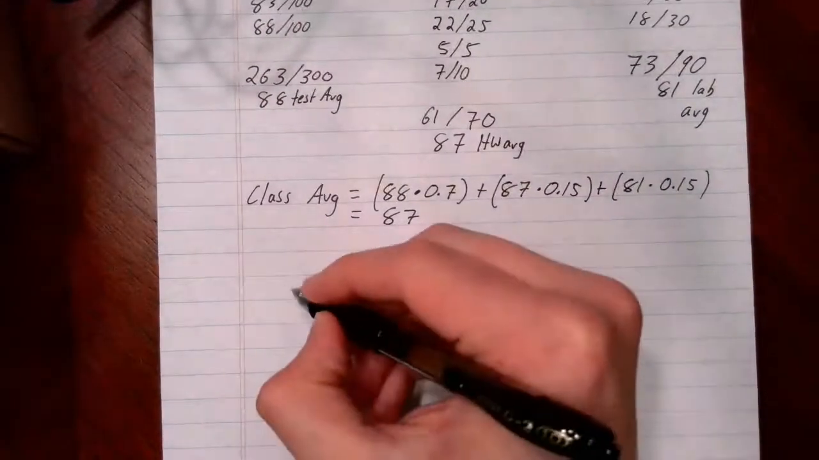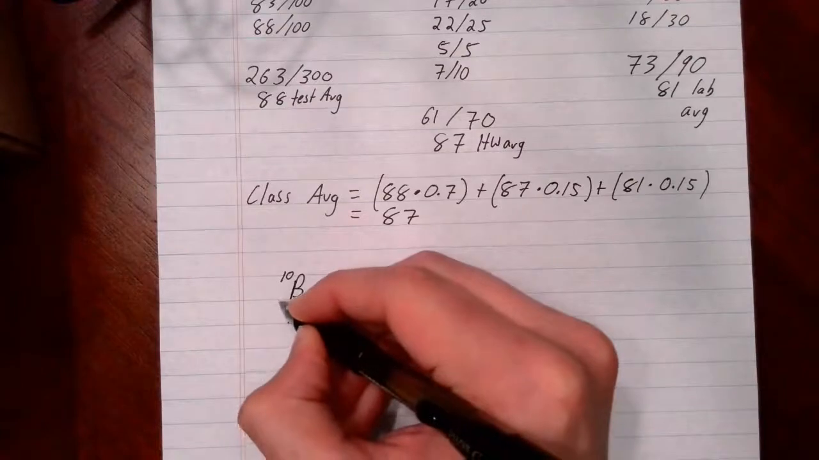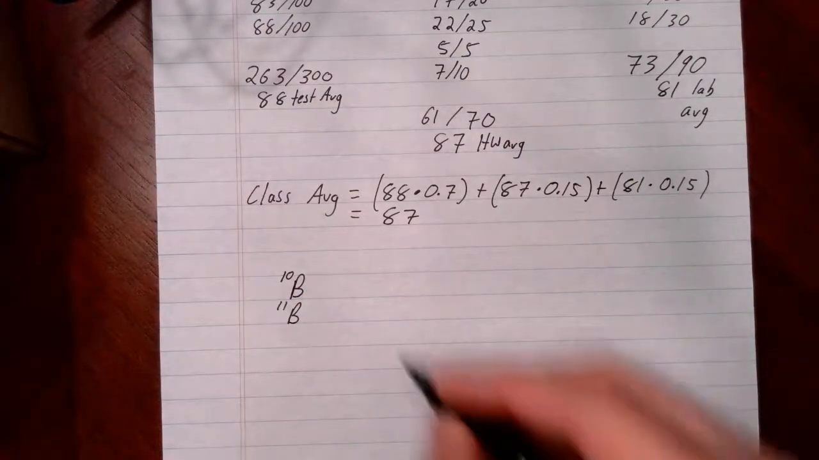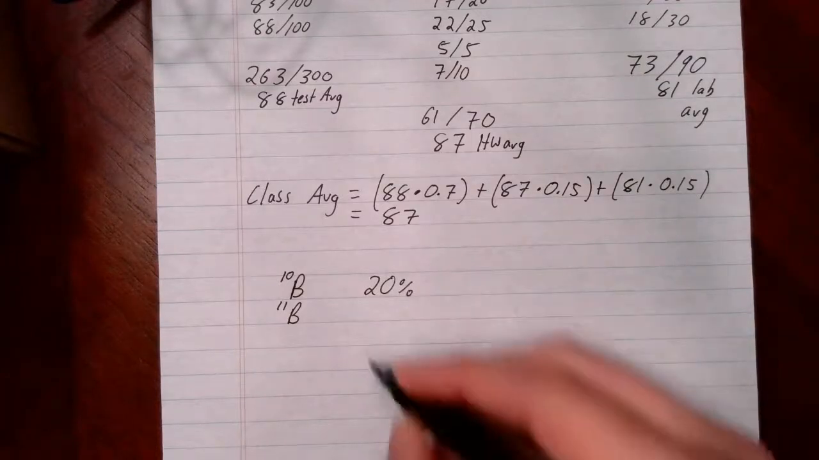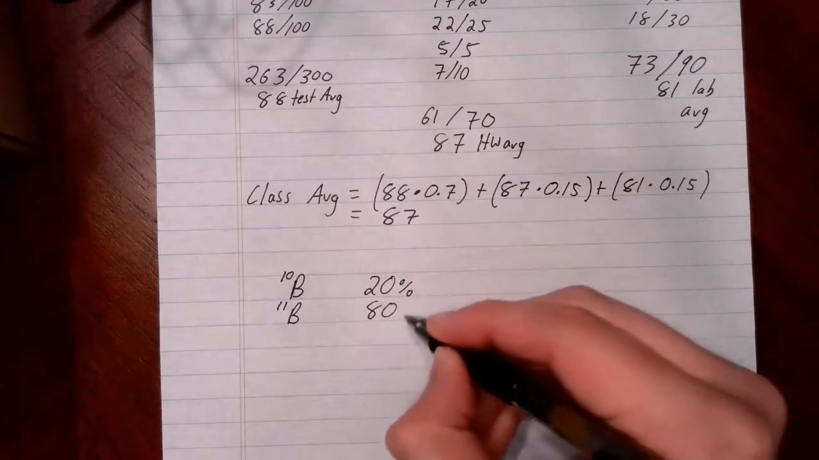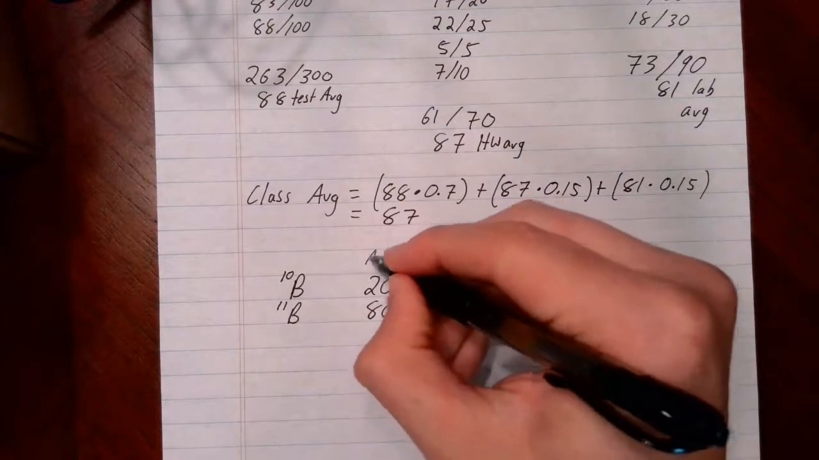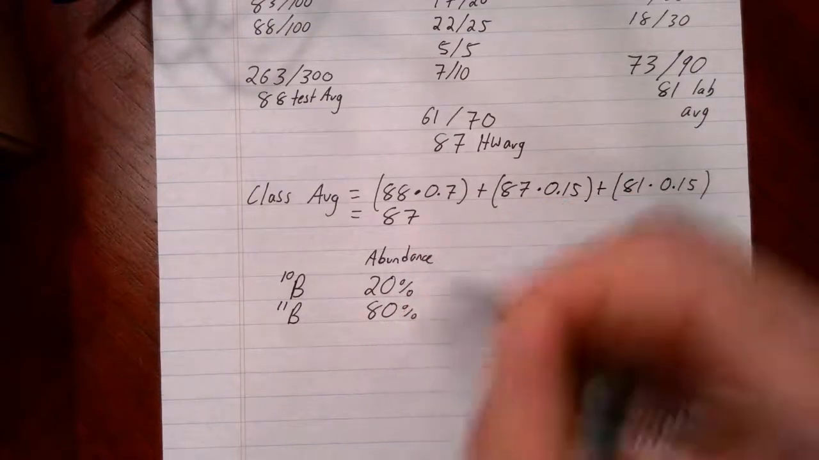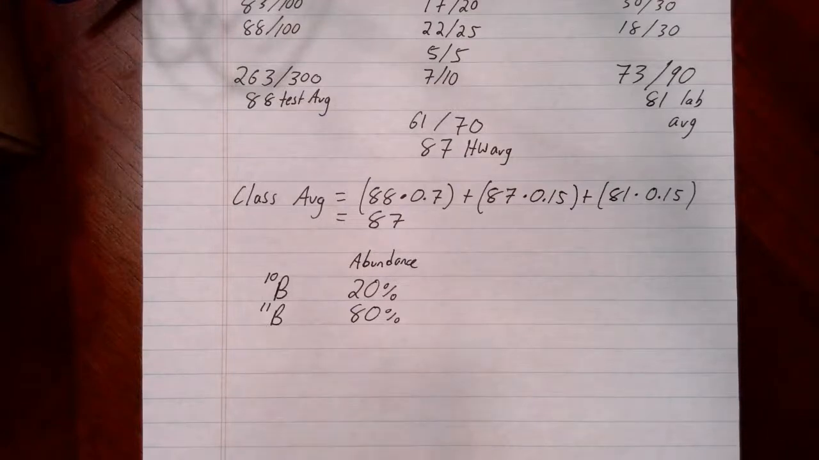So let's look at boron, for example. The two common isotopes of boron are boron 10 and boron 11. So approximately 20% of boron is boron 10. Approximately 80% of boron is boron 11. So just by looking at this, if we did a simple average, the average atomic mass would be 10.5. We can do that pretty simply. But if you look at these abundances, so we'll label that, we see that the mass of 11 should be more important. It should carry more weight.